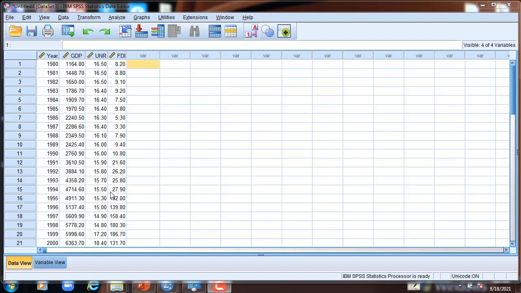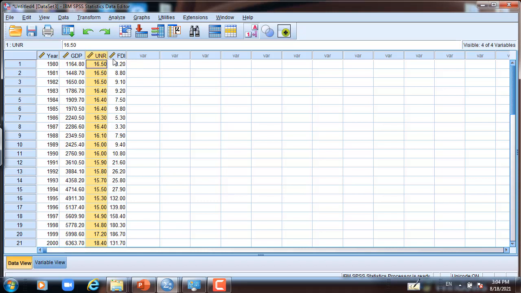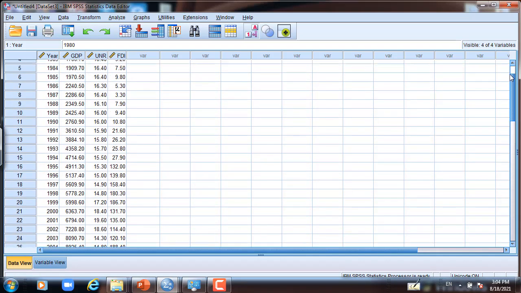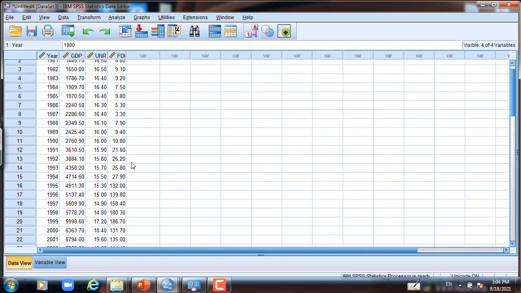We have three variables: GDP as the dependent variable, and unemployment rate and foreign direct investment as independent variables. Our data is time series data, 1980-2016, as you can see here, which is 37 observations, meaning that a problem of serial correlation may appear.